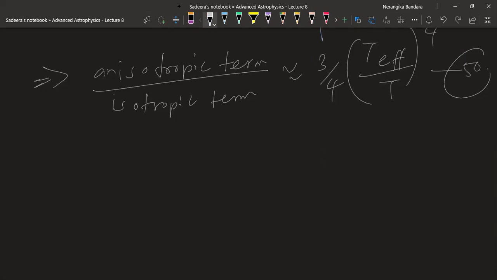So again, T effective, or T_eff, means the temperature at the surface. I just want to distinguish that from the general temperature. That's why I put it as T_eff.